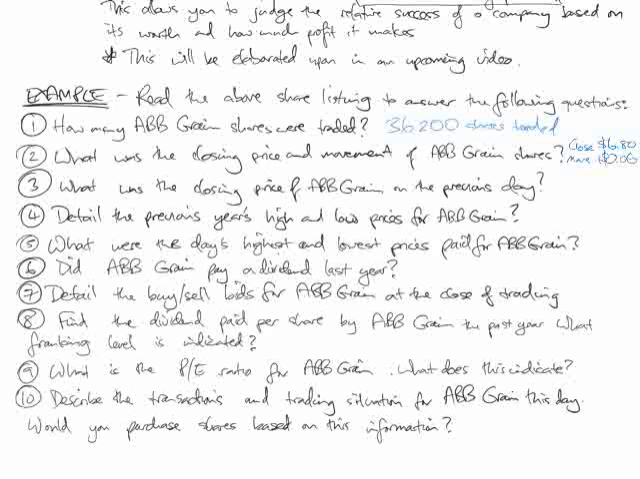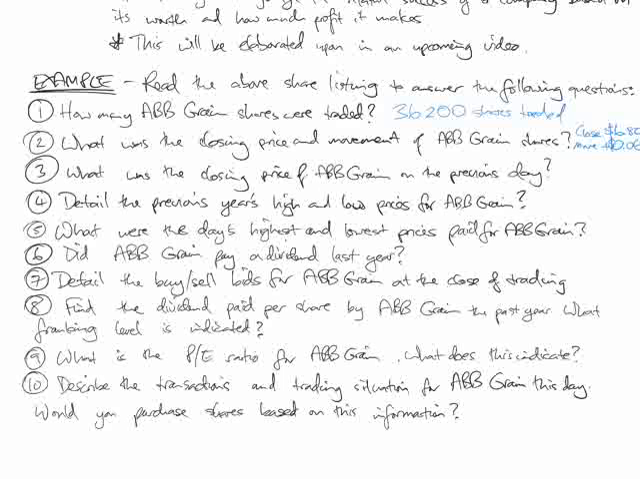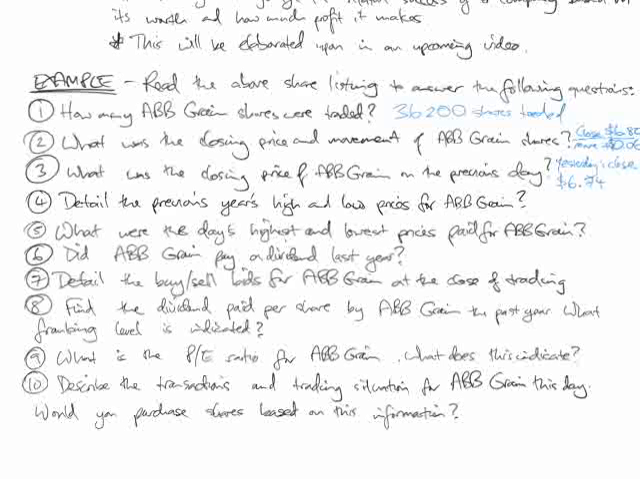3. What was the closing price of ABB Grain on the previous day? So this is an example of how you would work that out using the information provided. We don't know directly what it closed at the previous day, but we know it closed at $6.80 today, and it moved up by 6 cents from the previous day. So how do we work out what it was the previous day? Well, we minus 6 cents. So yesterday's close, $6.80 minus 6 cents, would be $6.74.